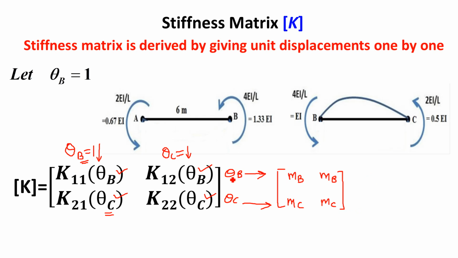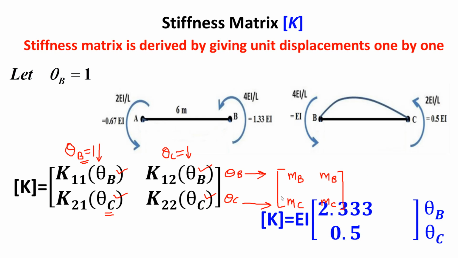So this is how we can collect the stiffness. This I have written from the first figure. If you look at what we required, the first element is the moment at B. What is the moment at B? In the first figure, the AB member gives 1.33 EI, plus the second member gives 1 EI. So the addition of these two is the moment at B, and that is 2.33 EI. This 2.33 EI is taken outside the matrix, right?